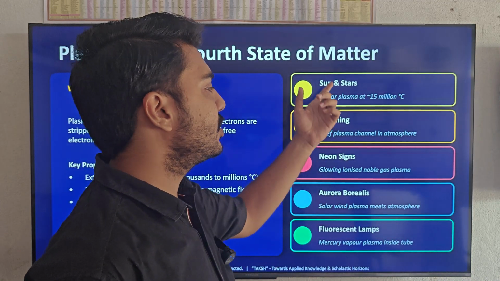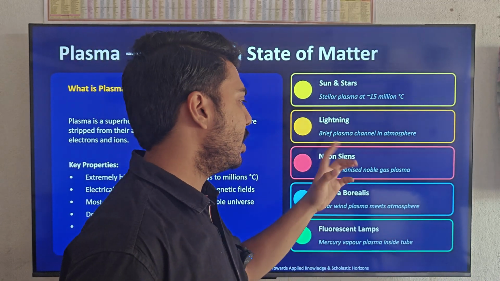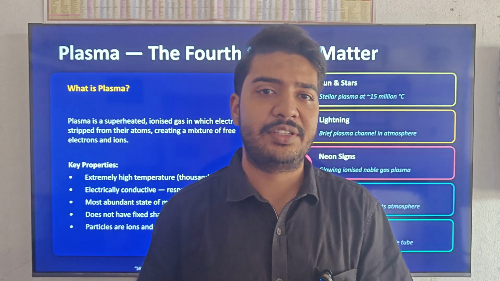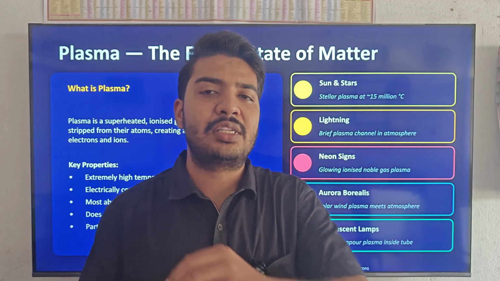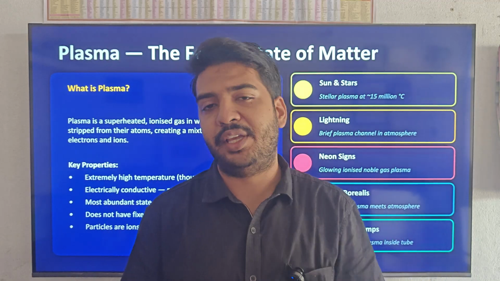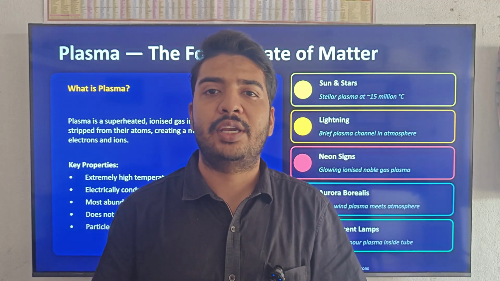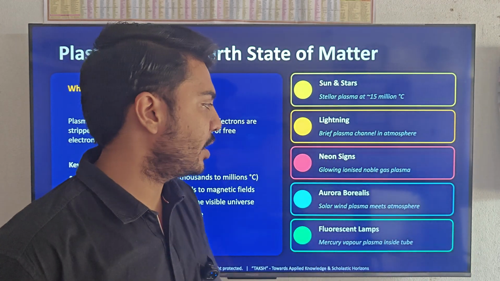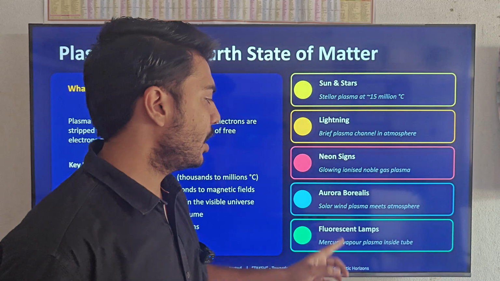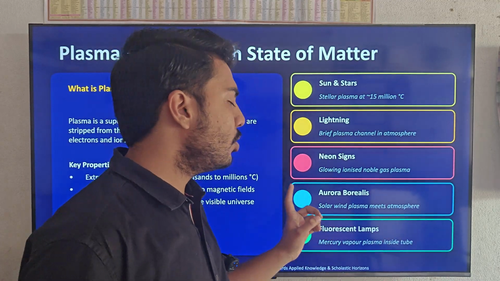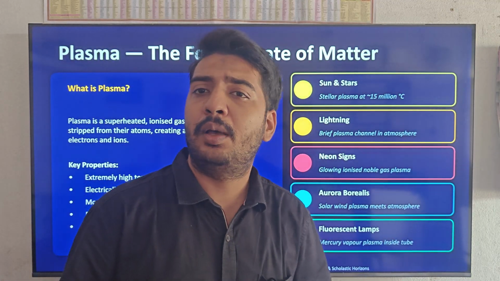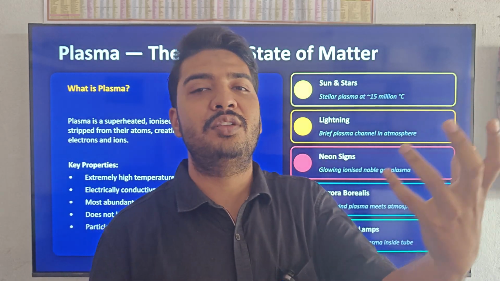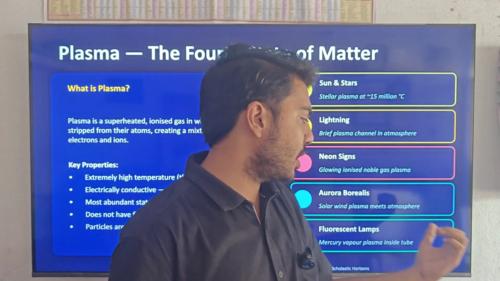I think you know the first two things, the lightning and the sun and stars. What about neon signs? Neon signs are what you see casually when you go outside nowadays, the attractive lighting on billboards, which are made up of neon signs where they get plasma. And also aurora borealis: at the poles, north pole and south pole, sometimes at night you see colorful kinds of waves, and those are called aurora borealis.